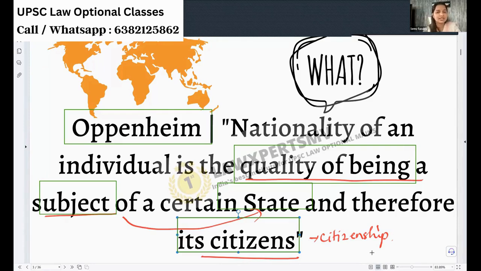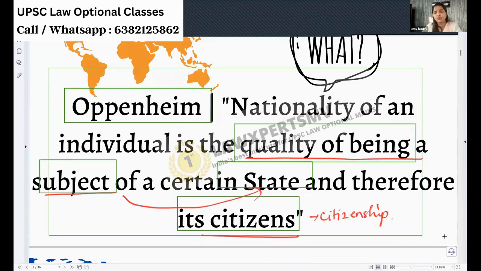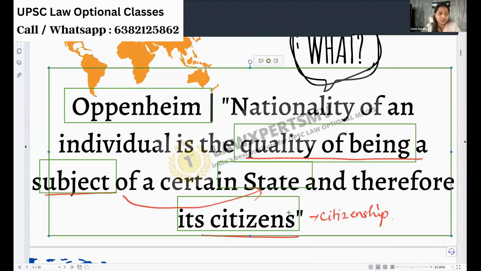Okay. So what Oppenheim says, nationality of an individual is the quality of being a member of that particular state, which means you are a citizen of that particular state. Okay, it is a very simple definition which you shall not forego. A single line. Do remember it.